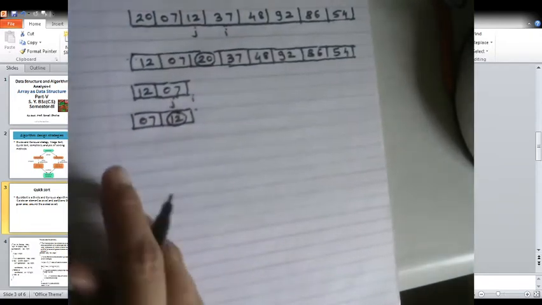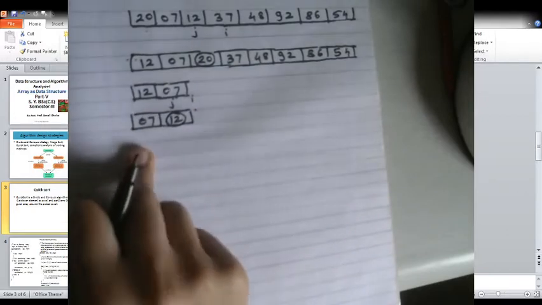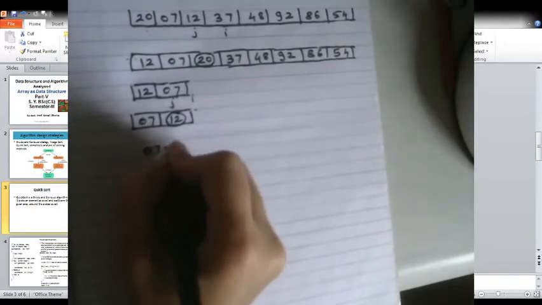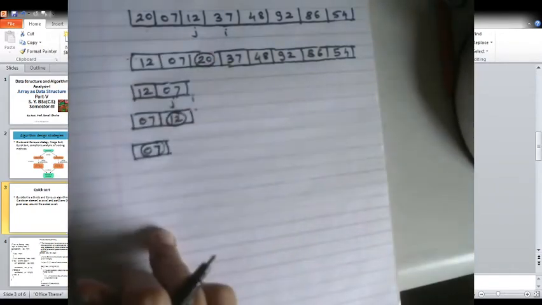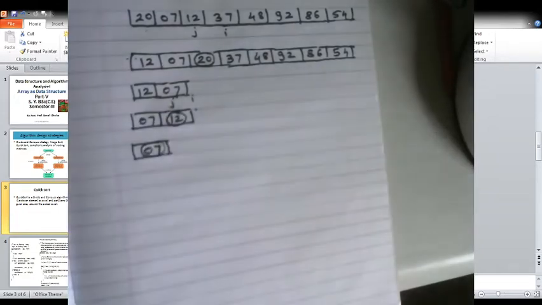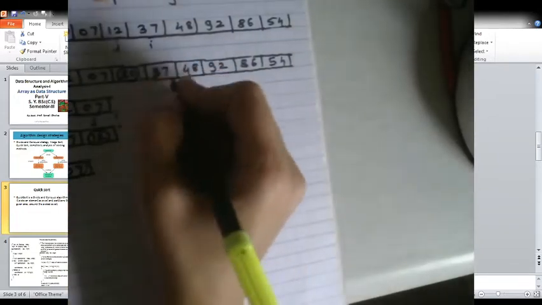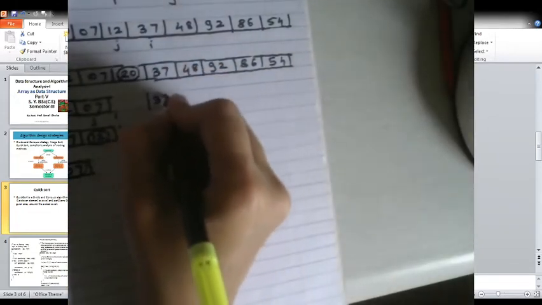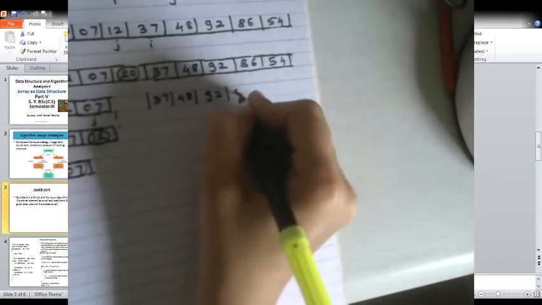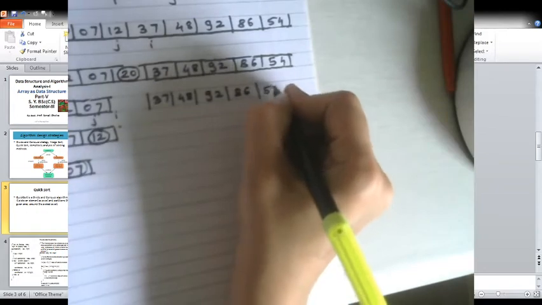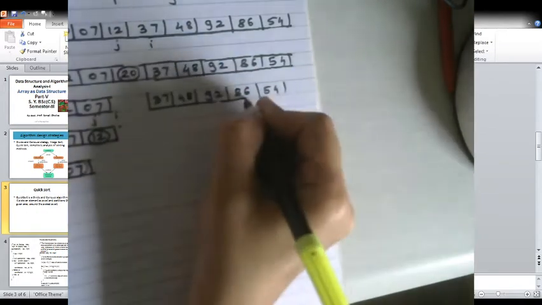Again sort the left and right side. Here there is only a left side, the element 7, and a single element is always sorted, so it is also a sorted list. Now this side is complete. Next see this side. Here the elements are 37, 48, 92, 86 and 54. These are the elements of this right part.